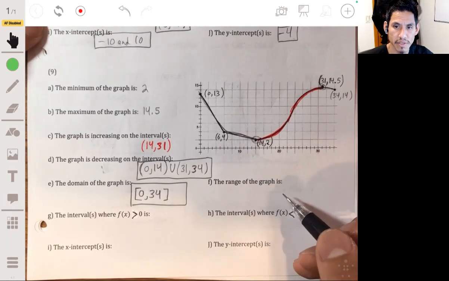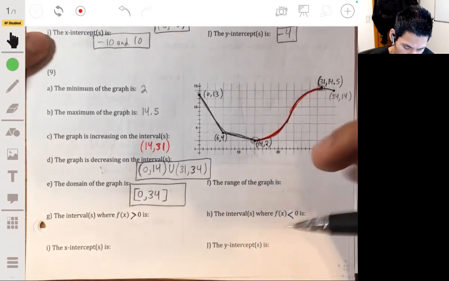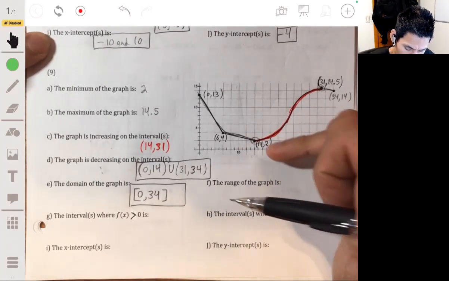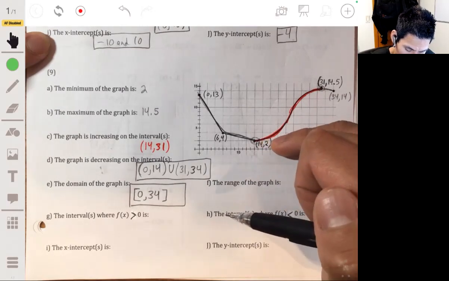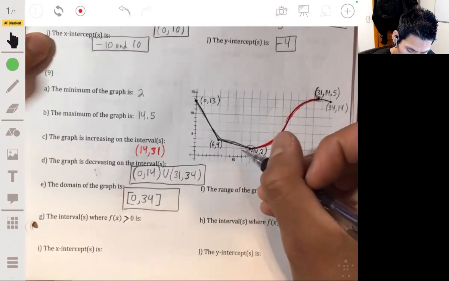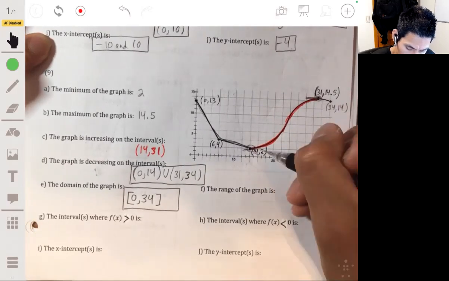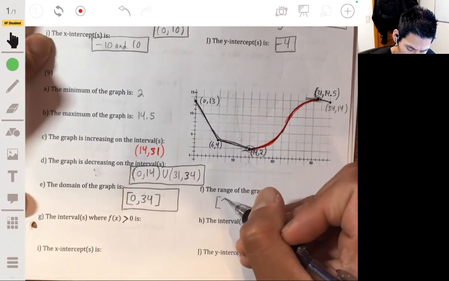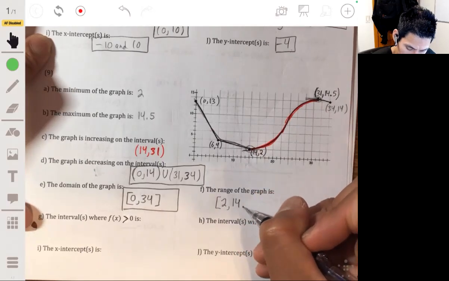The range of the graph is the smallest y value to the largest y value. So all the y values would go from 2 up to 14.5. This is the bottom. Top would be up here. So we include those in brackets. So 2, 14.5.